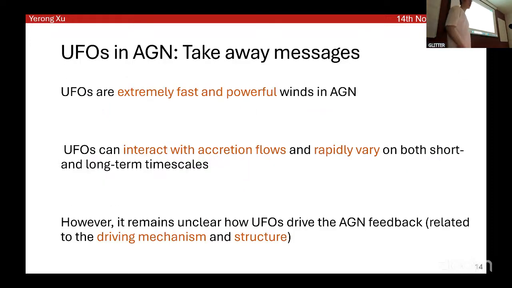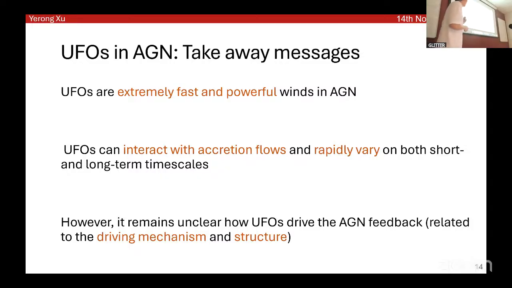Let's have a quick summary before we move on. The takeaway message on UFOs in AGN is that UFOs are extremely fast and powerful winds in AGN, and they could interact with the accretion flows and rapidly vary on both short and long-term time scales. However, it remains unknown how UFOs drive AGN feedback, although we know it is closely related to their structure and driving mechanisms. Then I will show you how XRISM will revolutionize our understanding of UFOs.